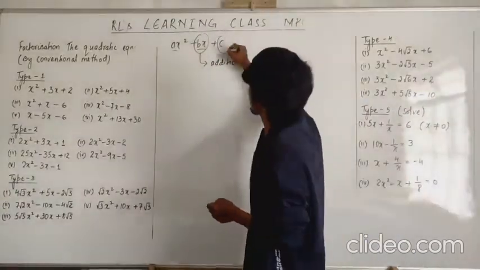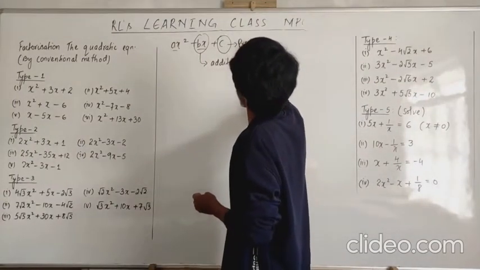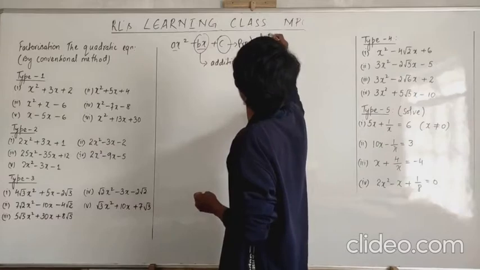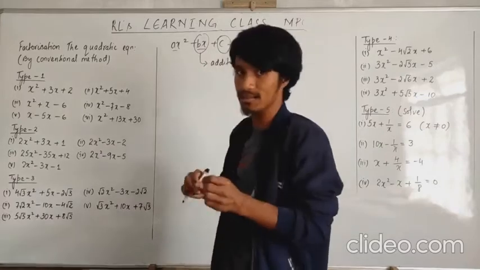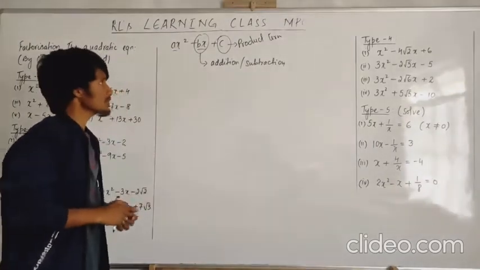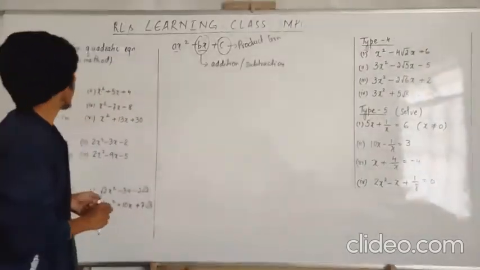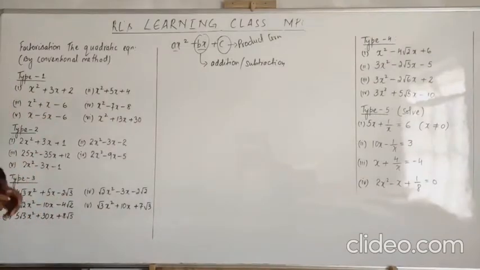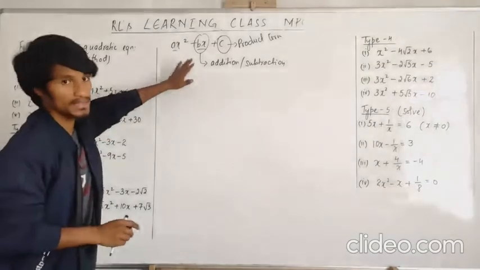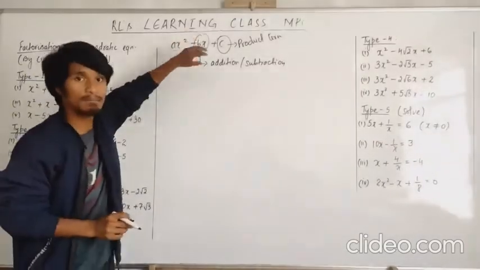Then this c is a constant term, and mostly here we use it as a product. So I can call this the product term, because with c we have to do the multiplication. Then this is the quadratic equation in general. Now these are the example problems to solve a quadratic equation by factorization, or by splitting the middle term.